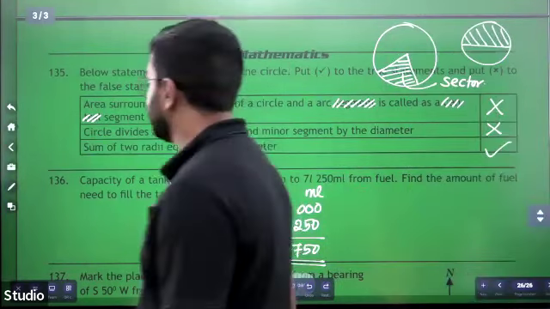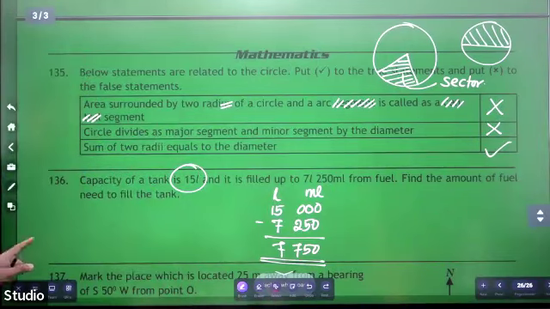Very good. 136 done. Correct? Nice. 136 done.